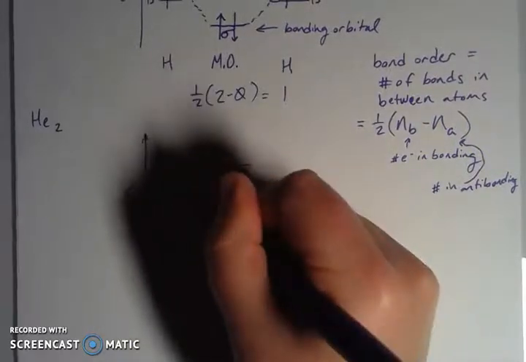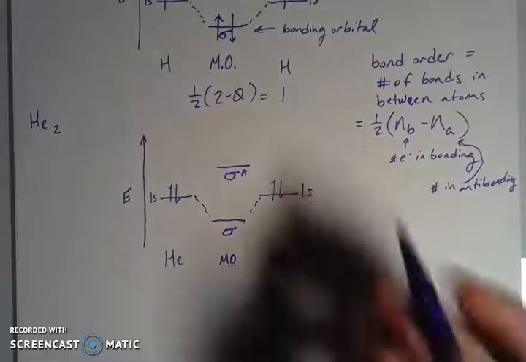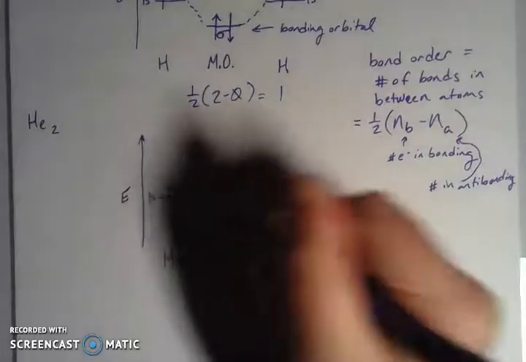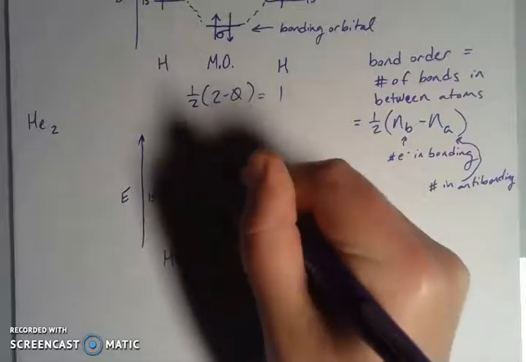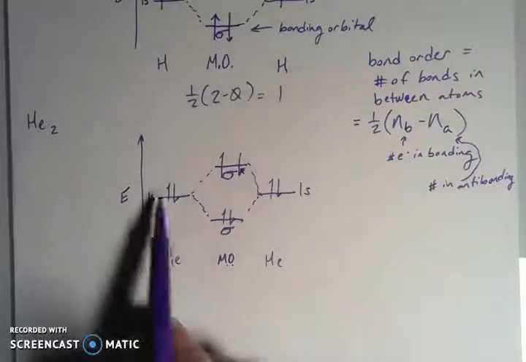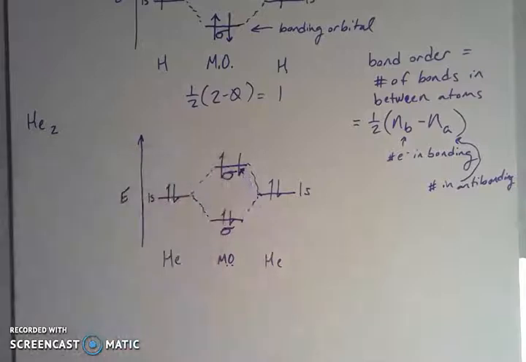Now when I fill in my electrons for each of my heliums, I have 2 electrons in each. So I have 1 from each here, and then I'm going to put the other ones here, 1 from each here. So I have 1, 2, 3, 4 total coming in. So I need 1, 2, 3, 4 in my MOs. So I'm good to go.